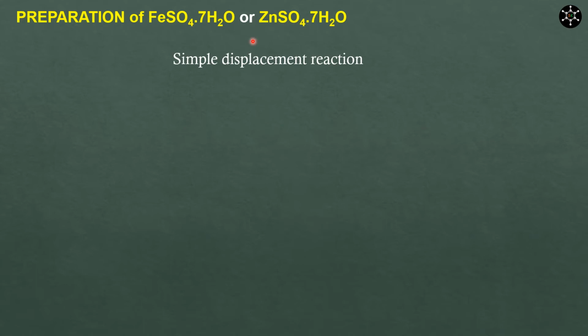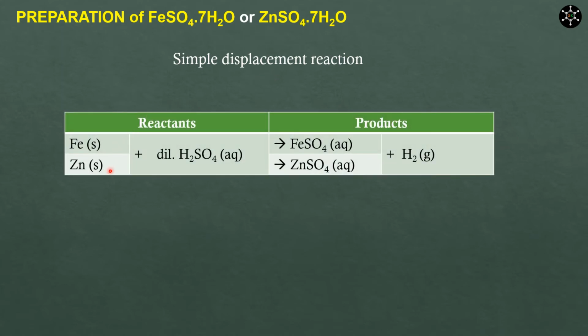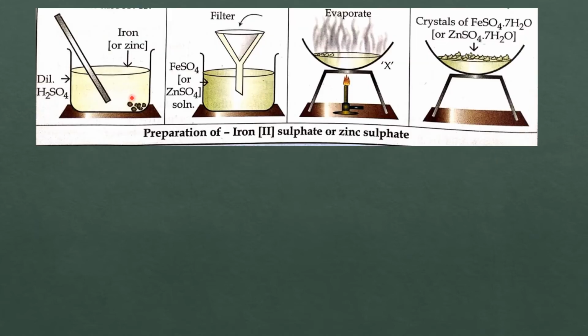For the preparation of ferrous sulfate or zinc sulfate salt, we make use of a simple displacement reaction because iron and zinc are active metals which react with dilute sulfuric acid to give salt and release hydrogen gas. Coming to the experimentation, take dilute sulfuric acid in a beaker and add zinc granules or iron filings into it. Slowly heat this beaker with continuous stirring until effervescence ceases. This point indicates hydrogen gas has stopped evolving, meaning the reaction has reached completion.